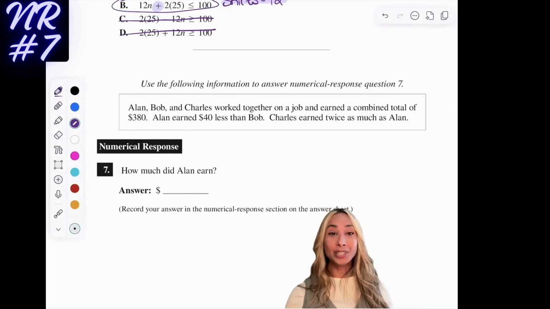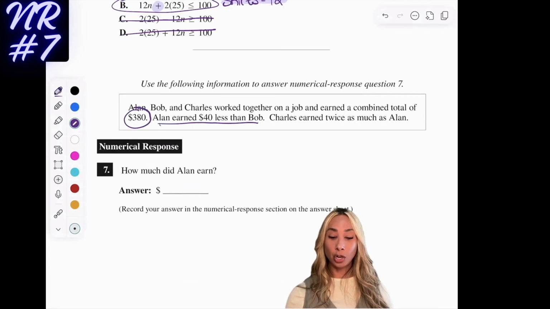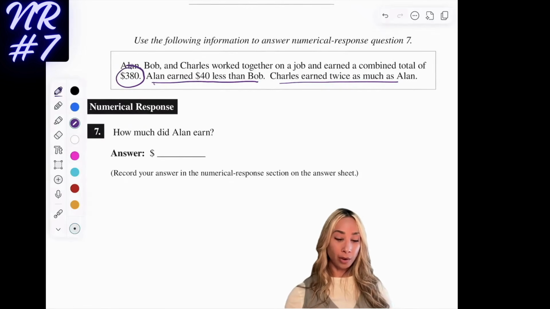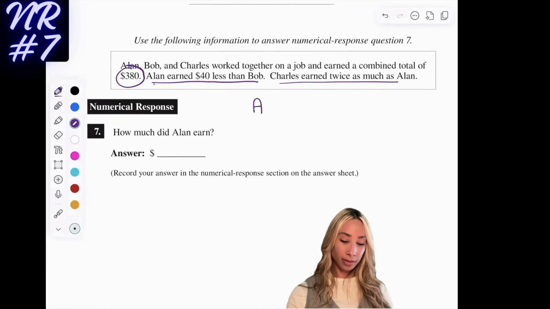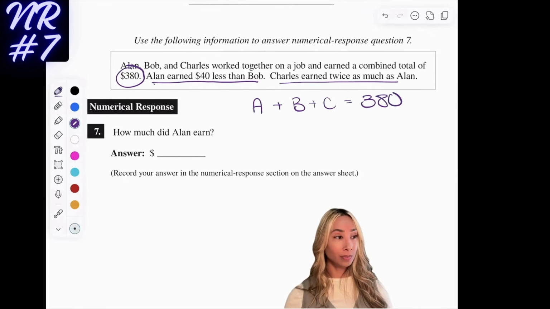Alan, Bob, and Charles worked together on a job and earned a combined total of $380. Alan earned $40 less than Bob. Charles earned twice as much as Alan. Now, this is one of those questions that I think is fair game, because what they're asking you to do is to come up with an equation based on the info and then solve it. So the first thing I know is that if I go Alan plus Bob plus Charles, that's going to equal a total of 380. Now we have to go ahead and add those different variables in.